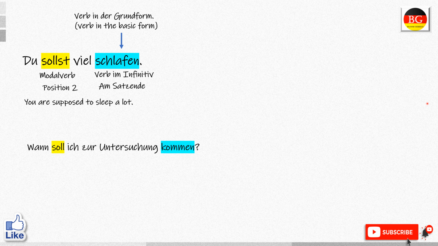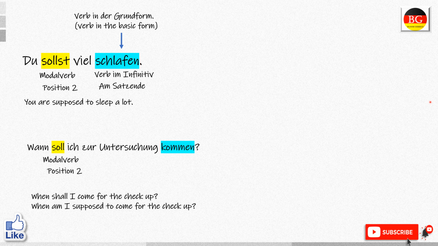Let's see the Wh-Frage. Wann soll ich zur Untersuchung kommen? When shall I come for the checkup? What is the rule? Wh-word plus modal verb in conjugated form plus subject plus object plus main verb in infinitive. Again, the modal verb takes position 2 and the main verb comes at the end of the sentence. As the sentence starts with the Wh-word, this is a Wh-Frage.